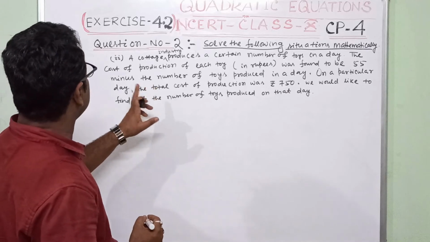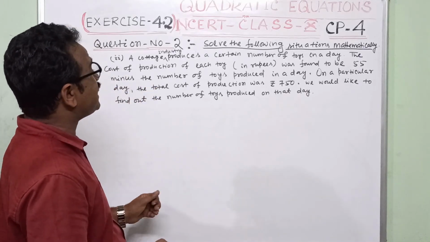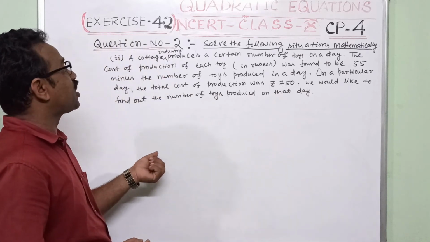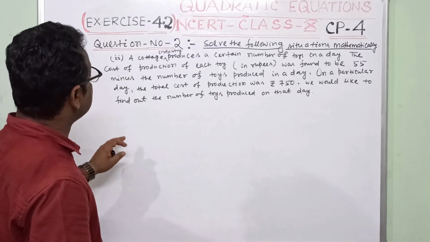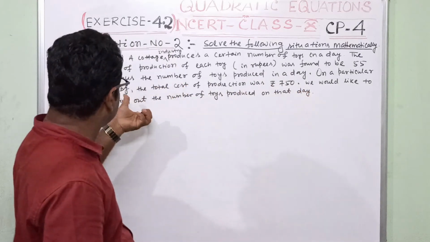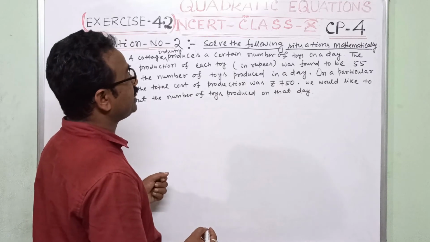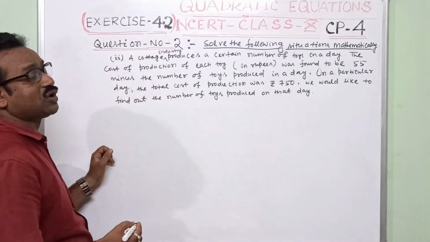Move on to question number 2b2. A cottage industry produces a certain number of toys in a day. The cost of production of each toy in rupees was found to be 55 minus the number of toys produced in a day. On a particular day, the total cost of production was rupees 750. We would like to find out the number of toys produced on that day.